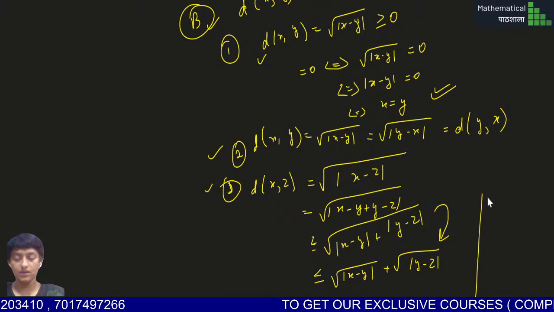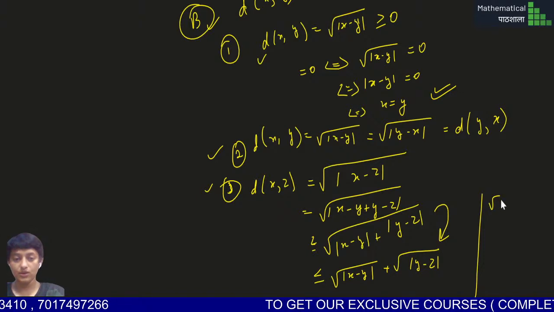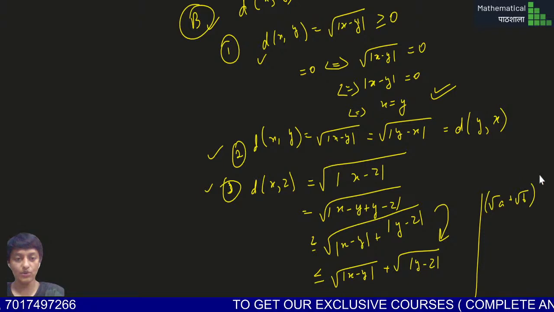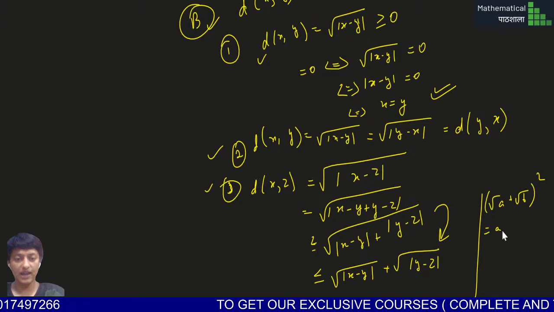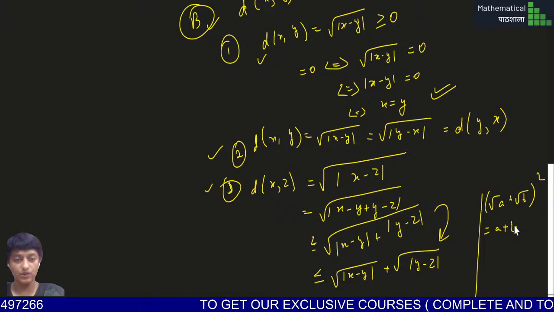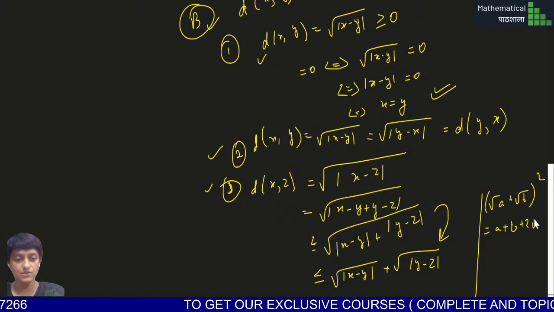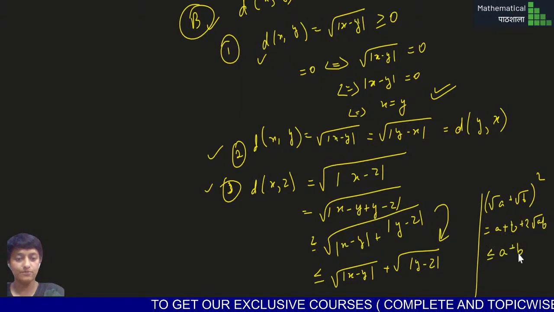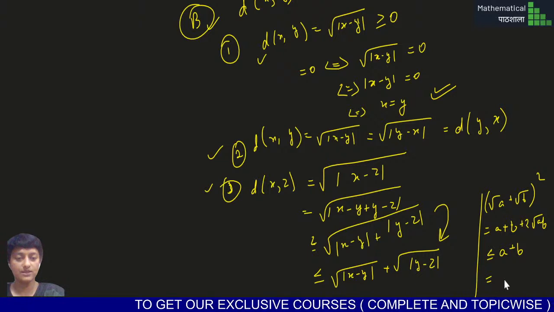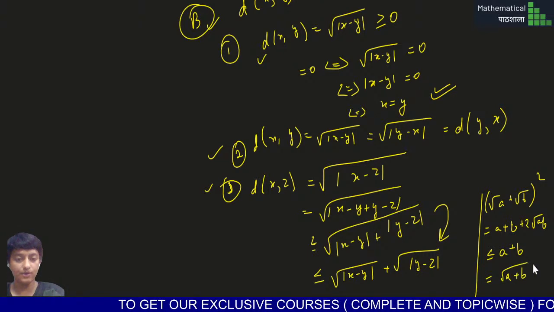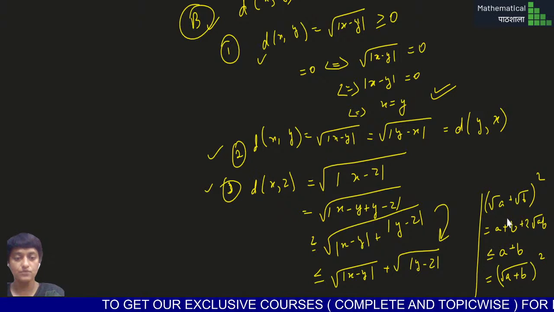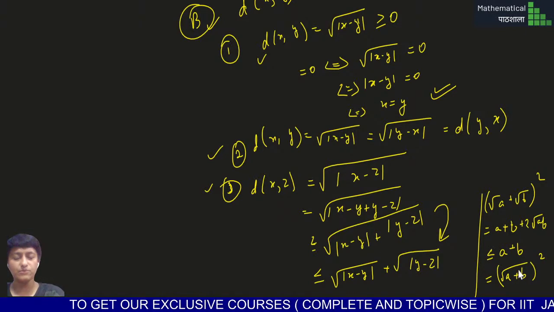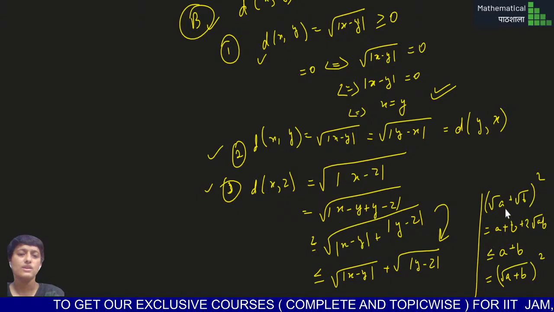See, you can see in this way. Root A, let us take A and B for some time. Root A plus root B whole square will be equal to A square plus B square plus 2AB, right? So A plus B plus 2 root AB, which is less than or equal to A plus B plus A plus B, which is the same as root of A plus B whole square. So we have eventually got root A plus root B is less than equal to root of A plus B, because why we are cancelling just the square.